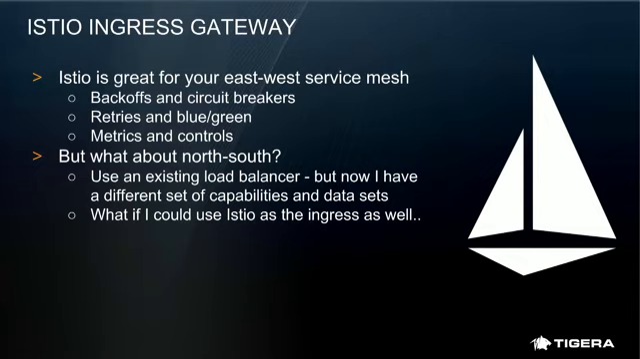So there is yet another way to get into your cluster, and if you're using Istio, this is an intriguing mechanism. So you're already using Istio for all your east-west service mesh, right? You're using it for service discovery and service meshing of your services, talking to each other within the cluster. It gives you automated back-offs and circuit breakers, retry automation, blue-green deployments, lots of metrics and controls on all those API calls.